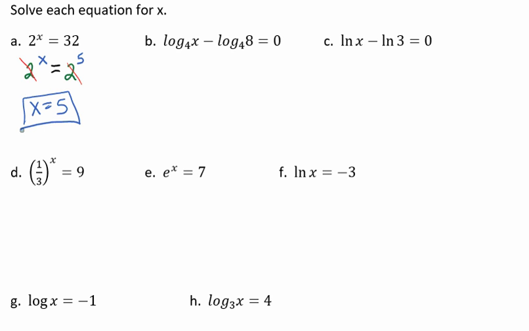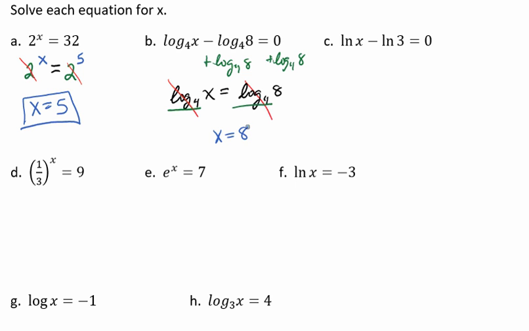For letter B, we have the log base 4 of x minus the log base 4 of 8 equals 0. By simply adding our log base 4 of 8 to both sides, that's going to give us the log base 4 of x equals the log base 4 of 8. And here we see that our log base 4's match. So we can essentially cross them off, leaving us with x equals 8.